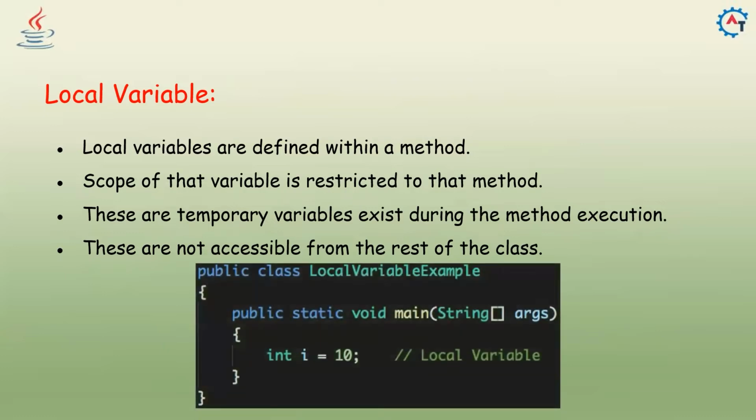So how does it look? Public class LocalVariable, and inside that I have a method, the main method. Inside the method, I initialize one variable. Then it is called a local variable.